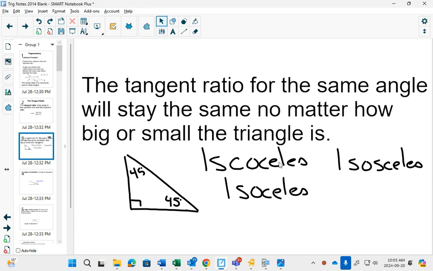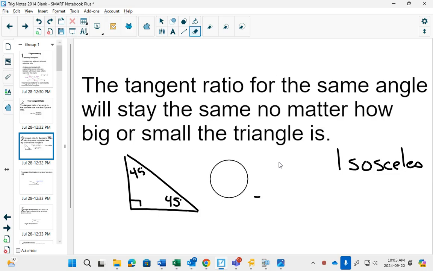Whew. Why would they make a word that spells so funny, right? Isosceles. So an isosceles triangle has two angles the same and two sides the same. So for example, if this side was 3, this side would be 3.